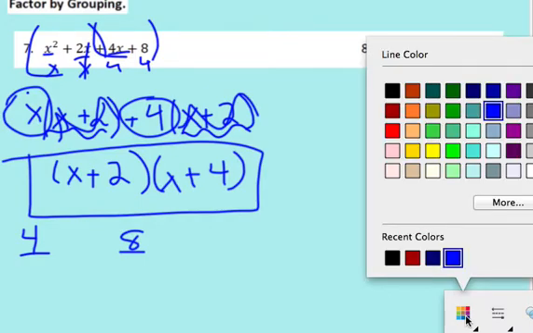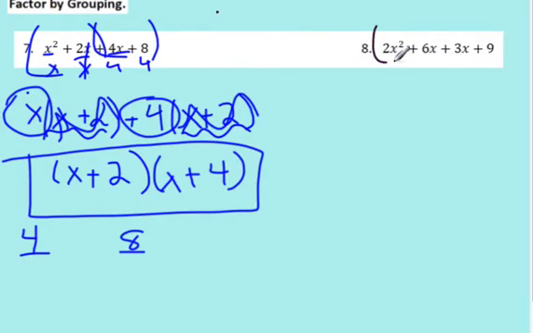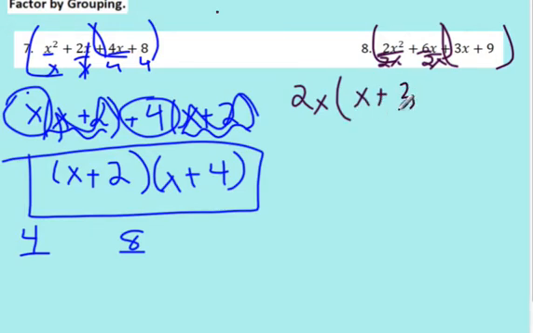Let's take a look at number 8. Same deal here. So I'm going to make my 2 groups. Now, out of the first group, between 2 and 6, I can divide out a 2. Between x squared and x, I can divide out an x. So I'm dividing each of these by 2x. Well, 2 over 2 is just 1. You can write the 1 if you want to. X squared divided by x to the first is just x. 6 divided by 2 is 3, and x over x will cancel out.